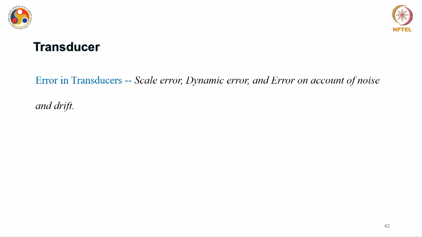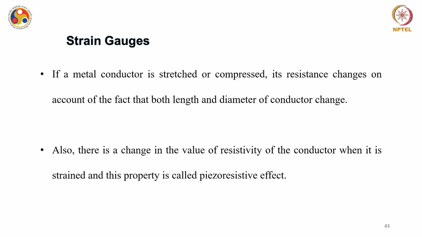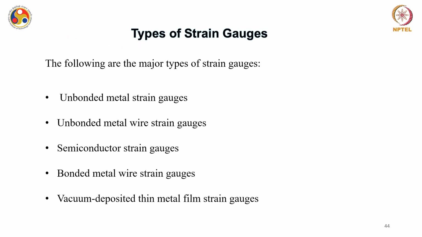The first transducer that we saw in this course was the strain gauge. We saw that if a metal conductor is stretched or compressed, its resistance changes on account of the fact that both the length and diameter of the conductor change, and also there is a change in the resistivity of the conductor when it is strained. This property we called the piezoresistive effect.